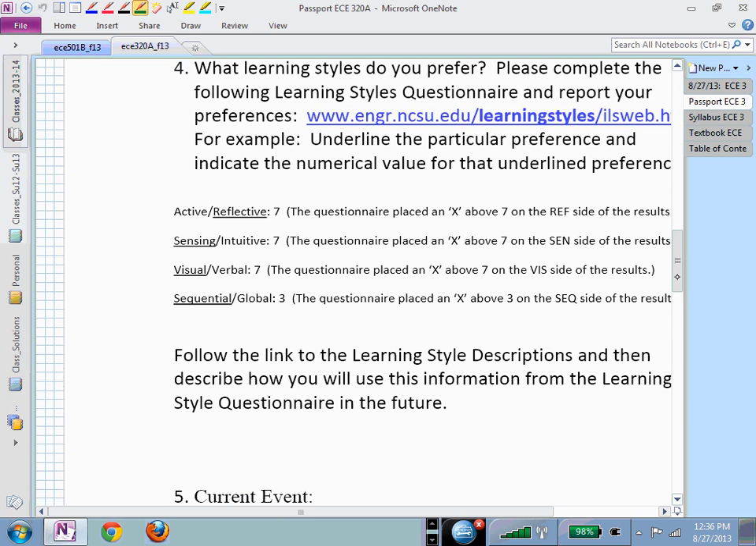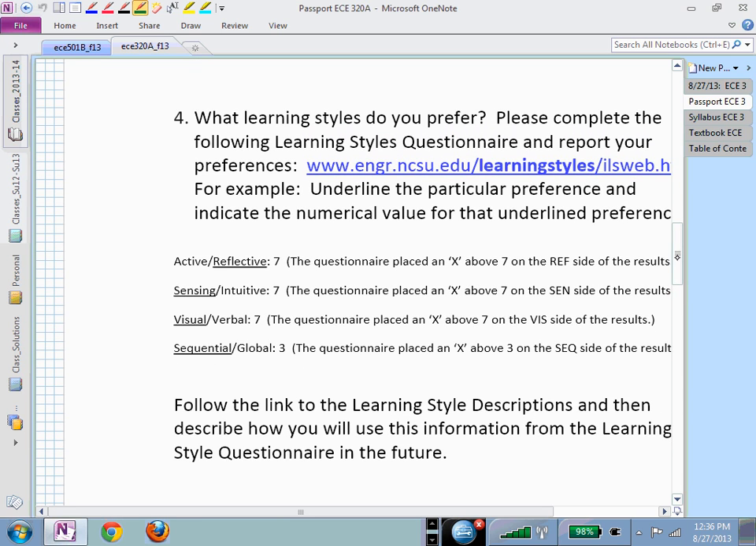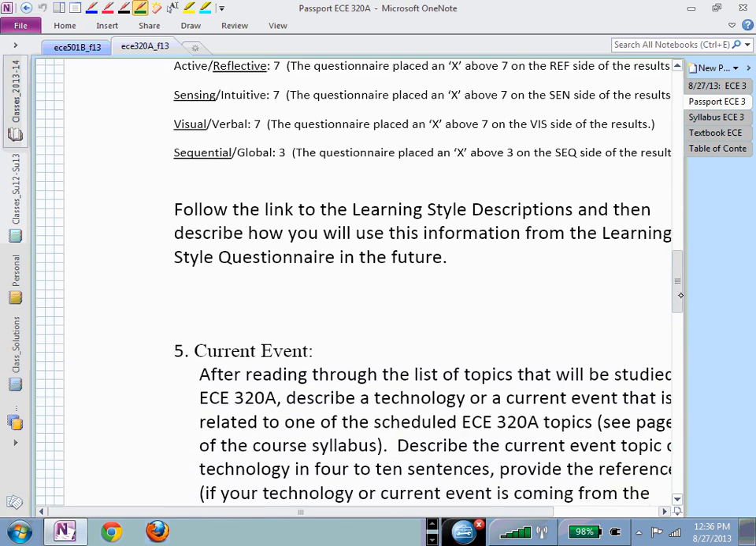Then there's a learning styles quiz that I want you to take online and report your results. Don't just copy these down. You'll learn that you might be on some particular location in these paired up learning styles, active or reflective. Maybe you're more reflective than you are active, and it will give you a number that you are maybe a 3 on the reflective scale, or maybe you're an 11. Just write those down with reflective or sensing, whatever you end up being.